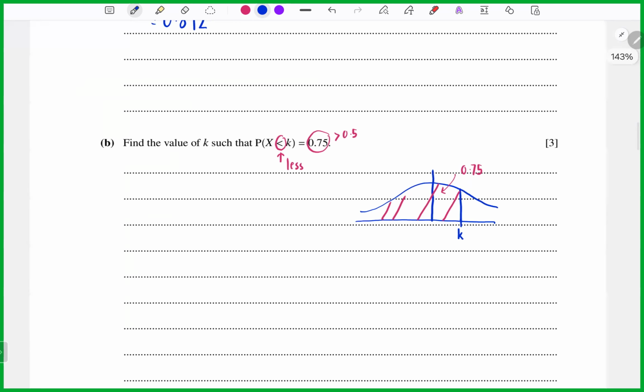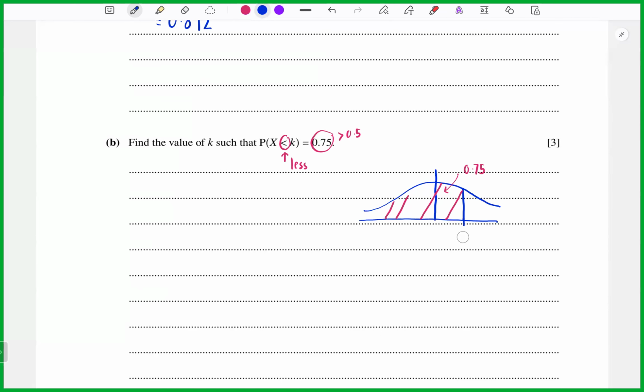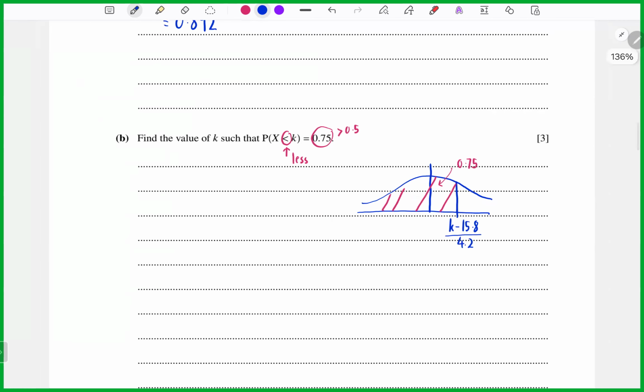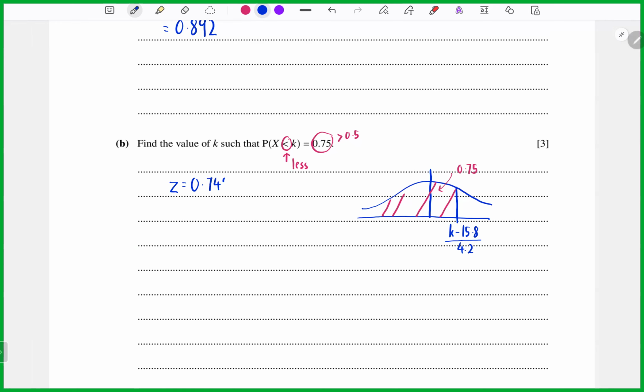Wait, actually the value K is a normal, so I take K minus 15.8 over 4.2. Sorry, forget that. Now we try to find the Z value, because it is 0.75, right? If you see in the tables, this is your Z values. The maximum we can take is 0.7486.